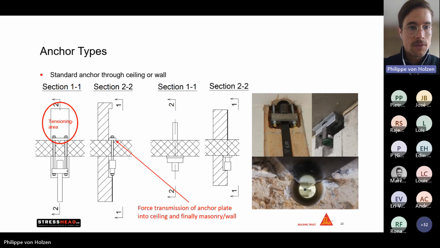On the other side, we have this anchor here, which we mainly use for vertical reinforcement of masonry walls. The idea is that we have two drillings through the ceiling and the anchor plate is on the other side of the slab. This gives us the advantage to introduce the post-tensioning force first into the slab and then already in a wider area into the masonry, so that we don't have any compression problems with the lower compression force of the masonry itself.